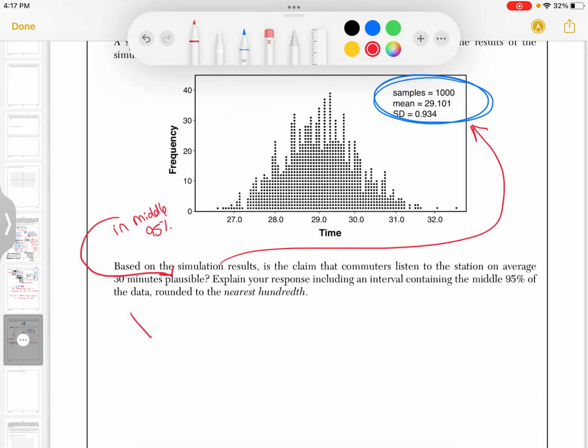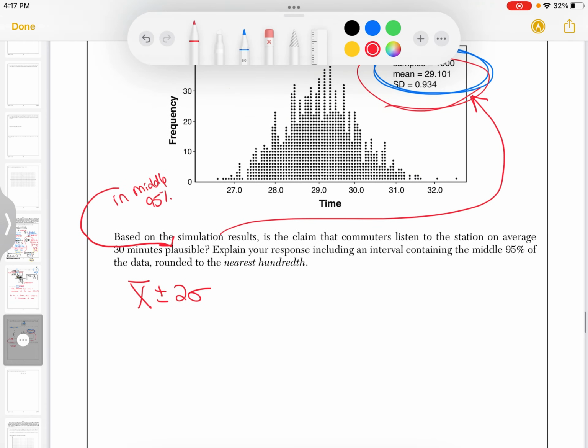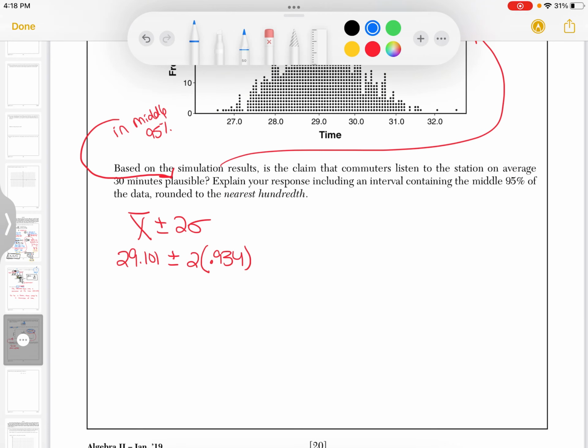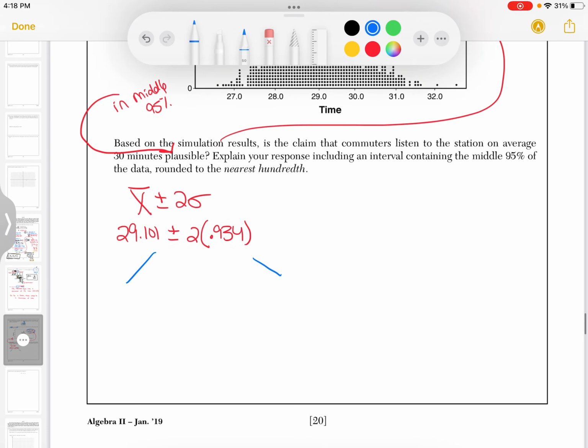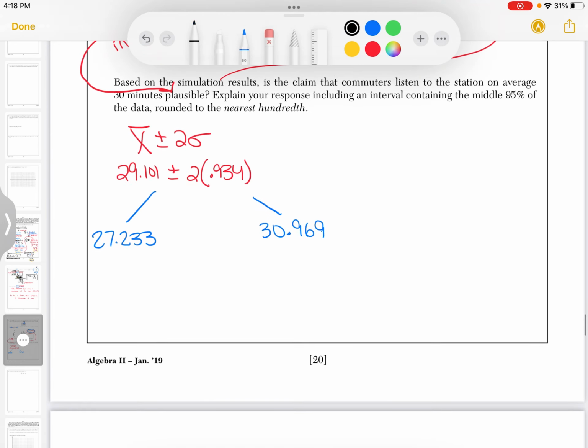So the first thing I need to do is find the middle 95%. The formula for that is to take the average, add and subtract 2 standard deviations. Okay, so I'm taking the information from the simulation, which is all of this right here, and I'm plugging it into my formula. The mean is my x bar, so that's going to be 29.101 plus or minus 2 times the standard deviation, which is 0.934. Remember, the plus or minus is going to give me 2 separate values. I'm going to subtract first and then add. When I subtract them, I get 27.233. When I add them, I get 30.969. If you need time to practice plugging that in, please pause the video.